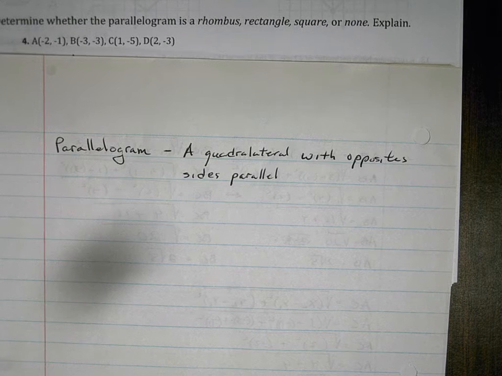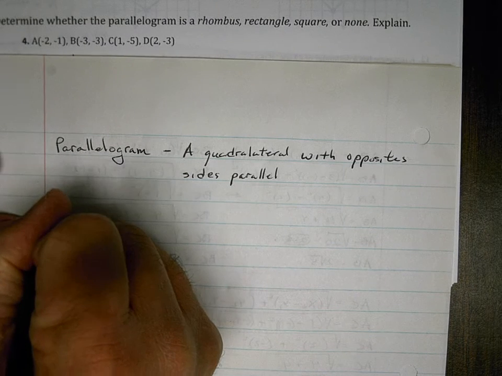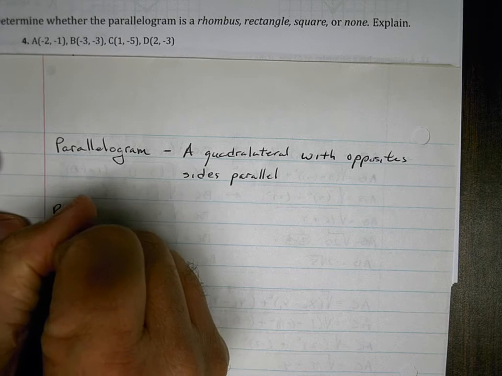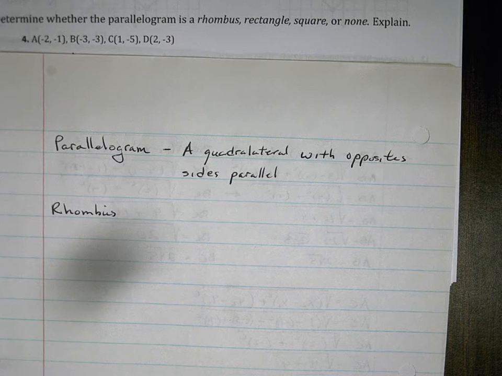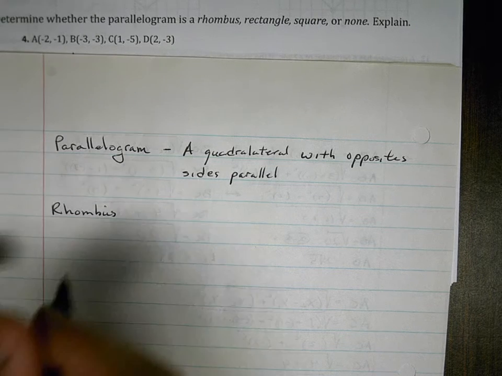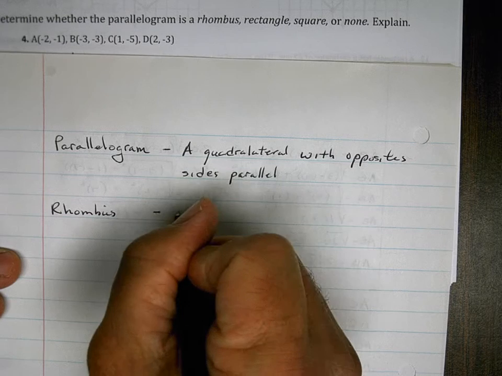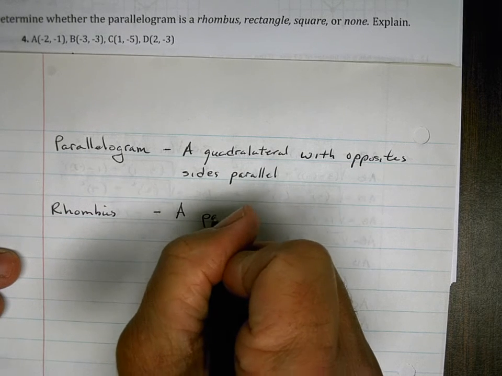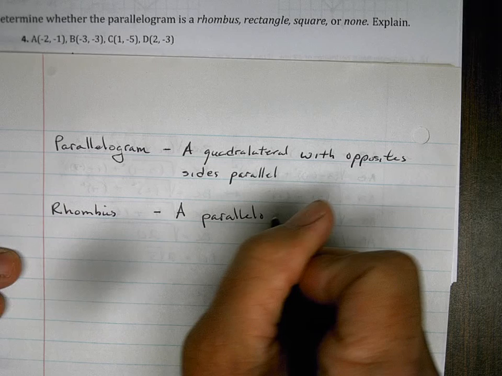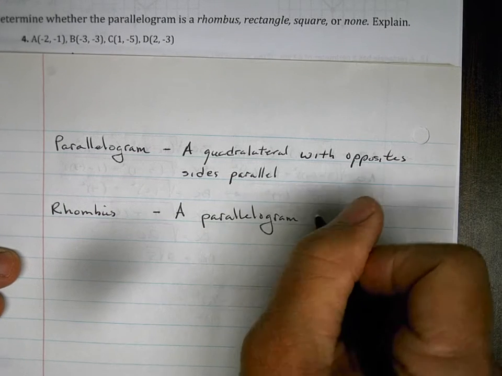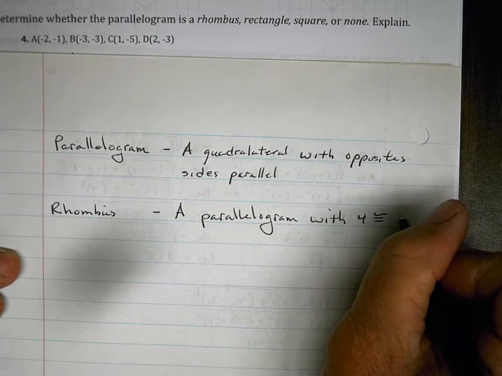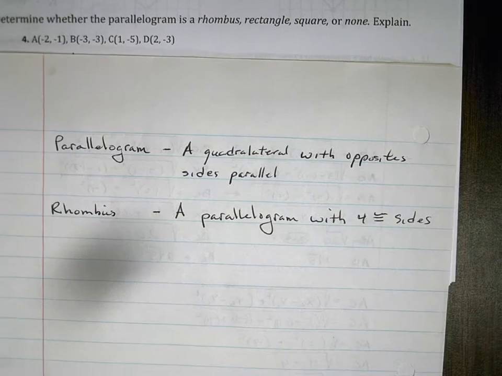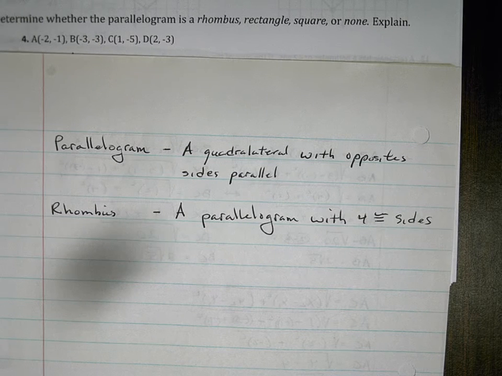What is a rhombus? Anybody? Okay. A rhombus is a parallelogram with 4 congruent sides. So a rhombus is just a parallelogram with 4 congruent sides.